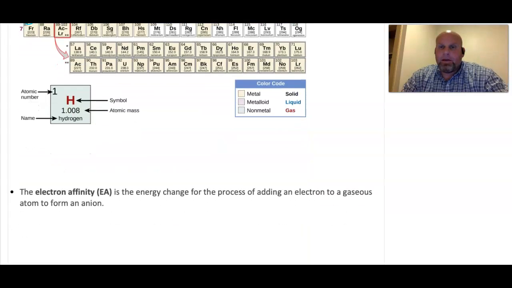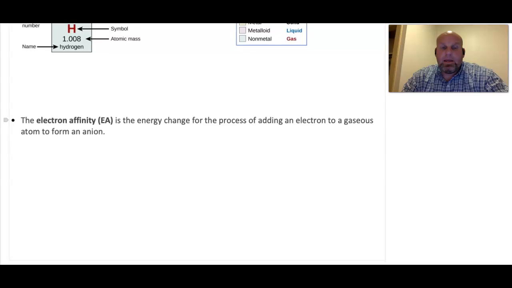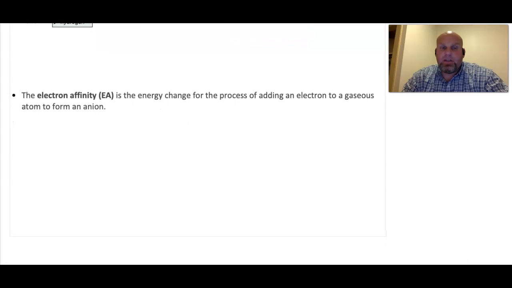The last trend here is electron affinity. You see the definition of electron affinity. It's basically the opposite of ionization energy, where we're talking about the energy change for the process of adding an electron to form an anion. Unlike atomic radius and ionization energy and even electronegativity, which we'll talk more about when we get into covalent bonding, electron affinity does not often show the same systematic changes as we move through the periodic table.